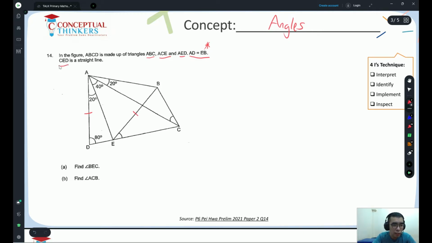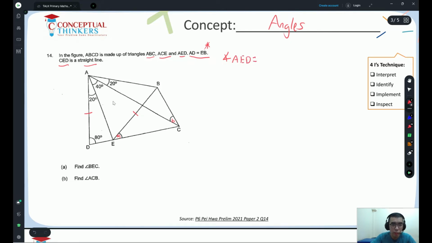They also mentioned that CED is a straight line. So we need to find angle BEC, which is this angle. Then we also need to find angle ACB, which is this. Now, the first thing that I can do is first analyze triangle ADE. So first I'm going to find angle AED.